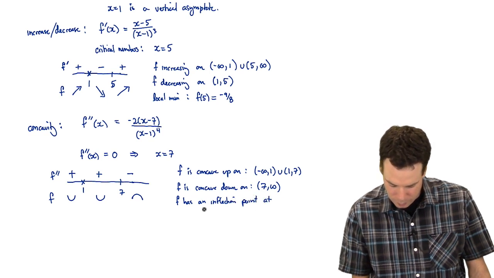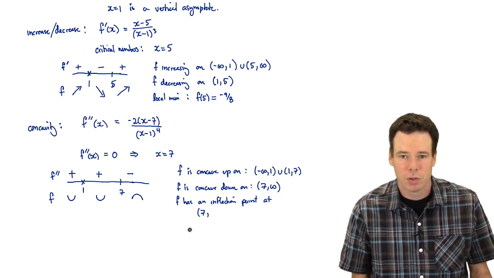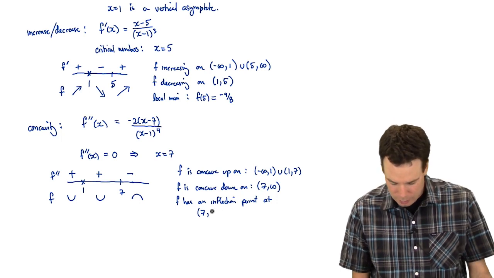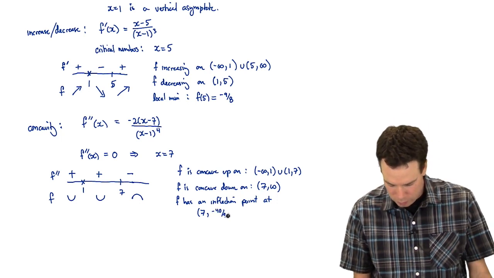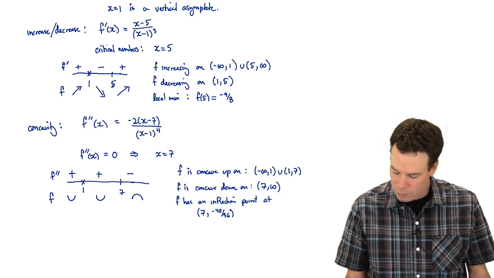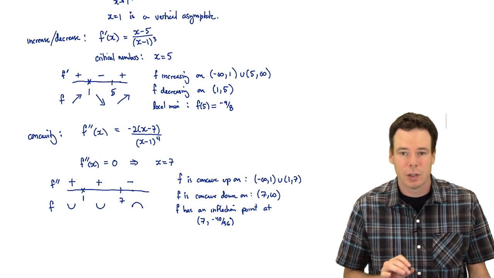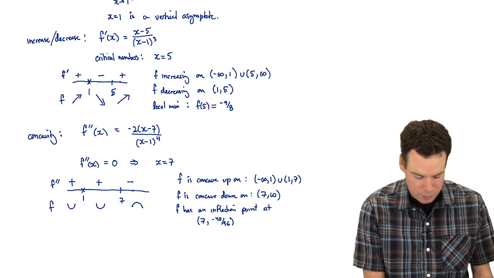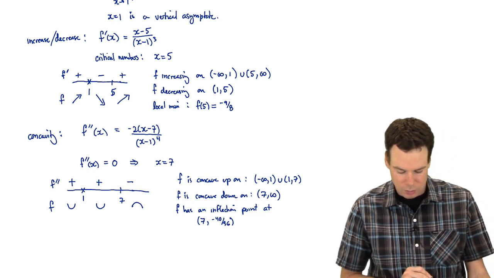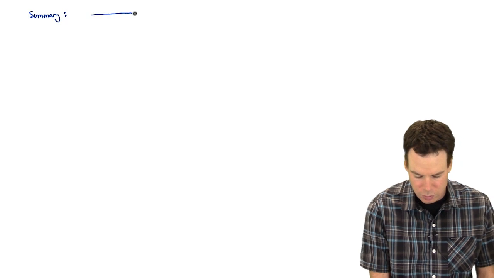at x equals 7, and if we plug 7 back into our original function, we get a value of -40 over 36. Okay, so there's our inflection point. Now we've got all the information we need to sketch the graph. So I'm going to take this, and I'm just going to go to a fresh page to start getting the graph of the function here. Before I start sketching the graph, I'm going to summarize, though, what our sign charts tell us.